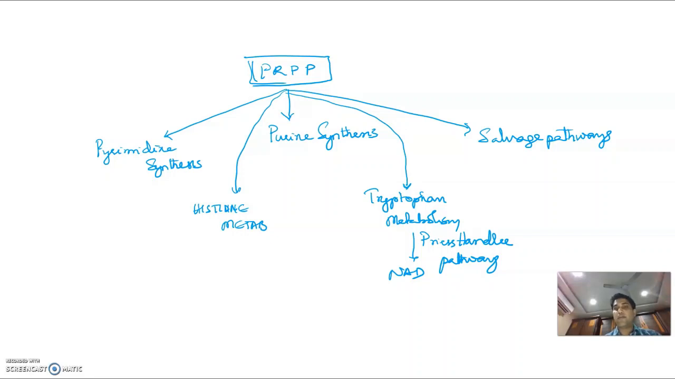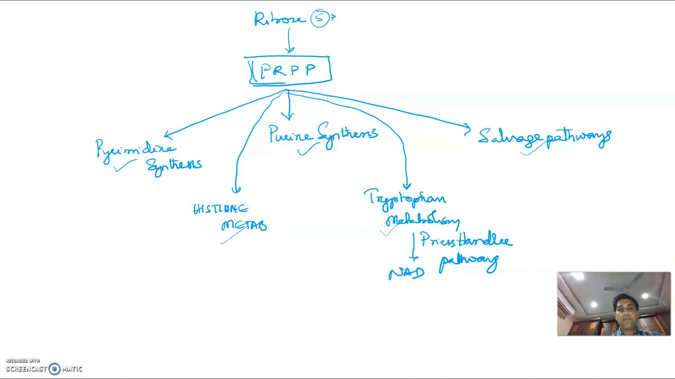Two pathways exist for conversion of tryptophan into NAD, or nicotinamide adenine dinucleotide. In the Preiss-Handler pathway, PRPP will take part. Once ribose 5-phosphate forms PRPP, it is committed to go somewhere. It can go into purine synthesis or pyrimidine synthesis, salvage pathways, histidine metabolism, or tryptophan metabolism.